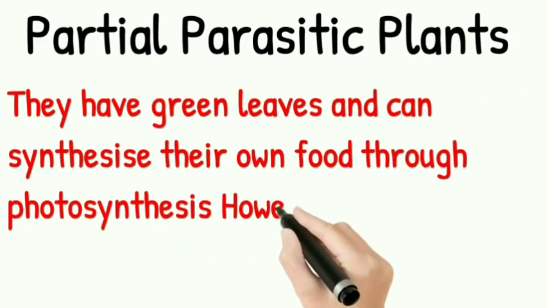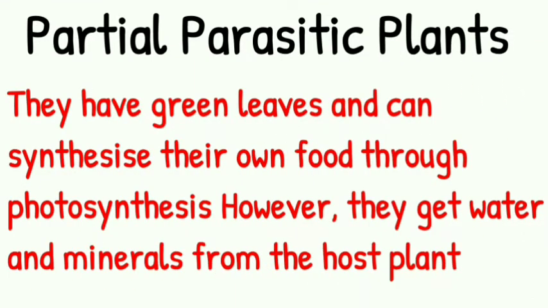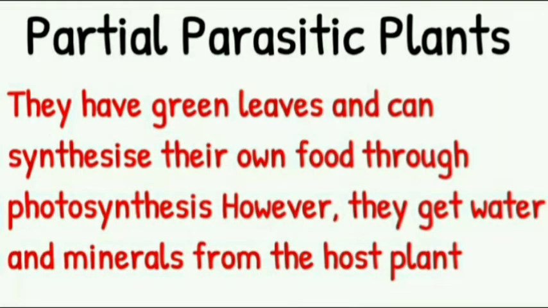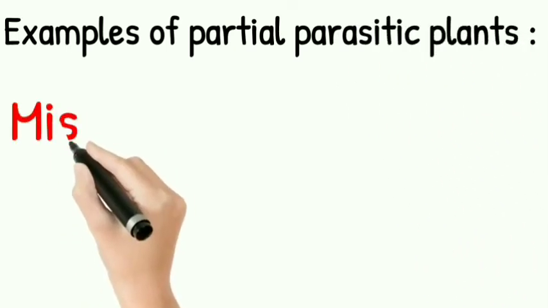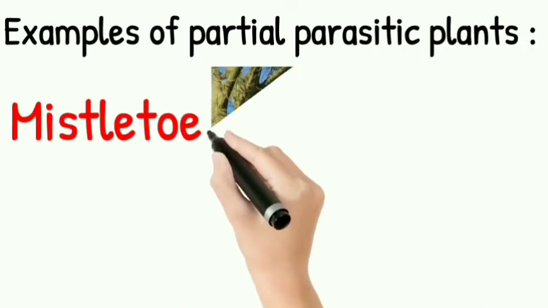Partial parasitic plants. They have green leaves and can synthesize their own food through photosynthesis. However, they get water and minerals from the host plant. An example of partial parasitic plants is mistletoe.